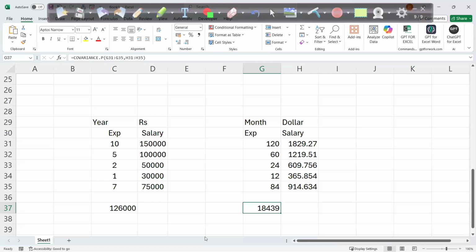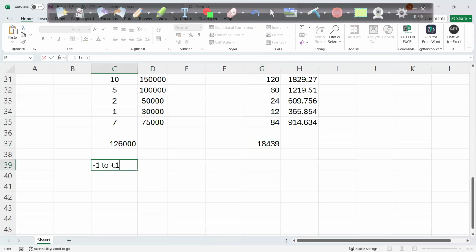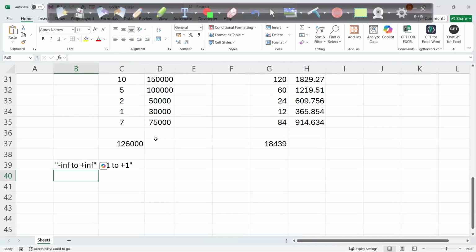What is the benefit for that? The benefit is, first of all, it ranges from -1 to +1. Unlike covariance, which ranges from -infinity to +infinity. That is the first benefit which we are getting.